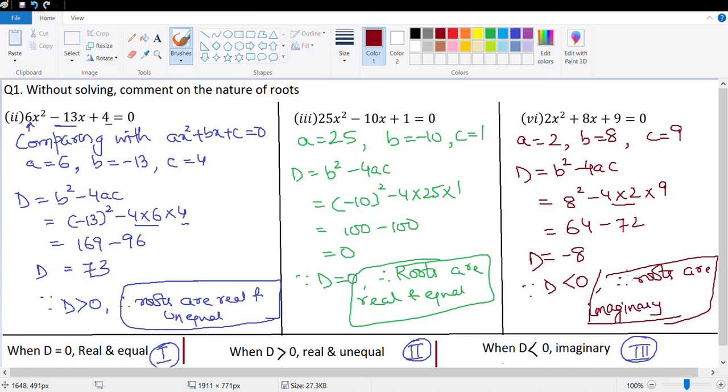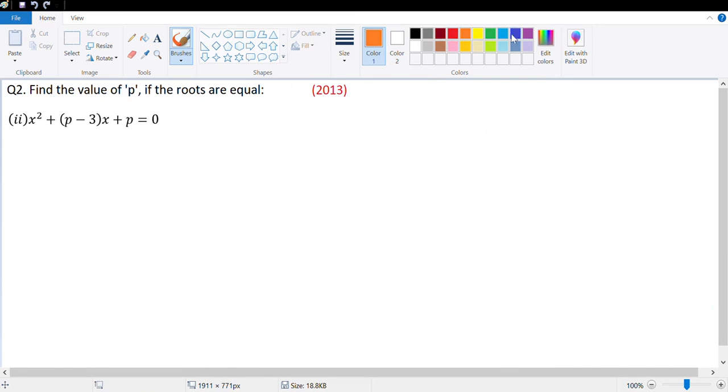We need to remember the three things. When d is equal to 0, roots are real and equal. When d is more than 0, roots are real and unequal. And when d is less than 0, then the roots are imaginary. Let's look at the next question. The next question is question number 2.